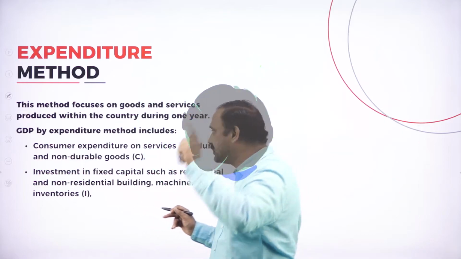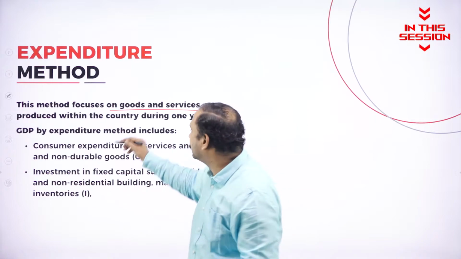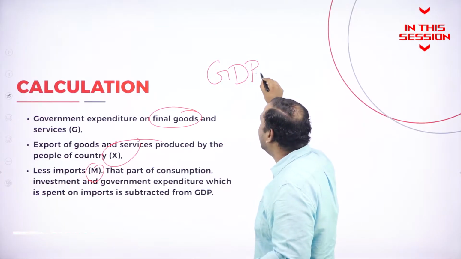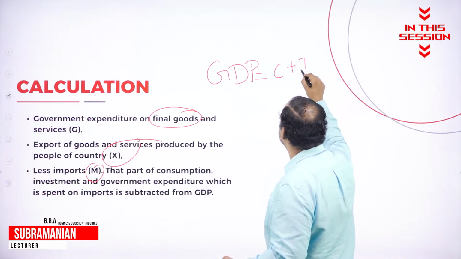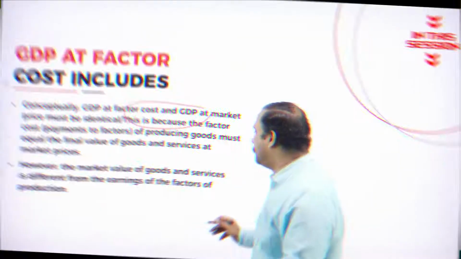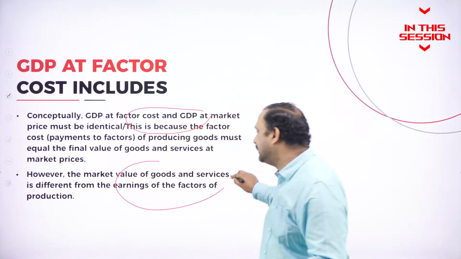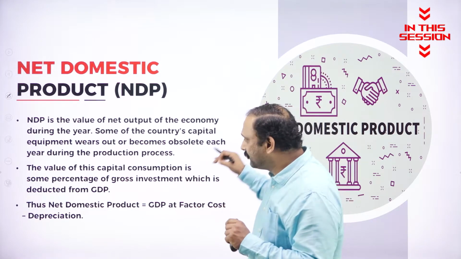The expenditure method. It focuses on goods and services produced within the country during 1 year. GDP equals C plus I plus X plus G minus M. The market value of goods and services are different from the earnings of the factor production. Net domestic product is the value of the output of the economy.